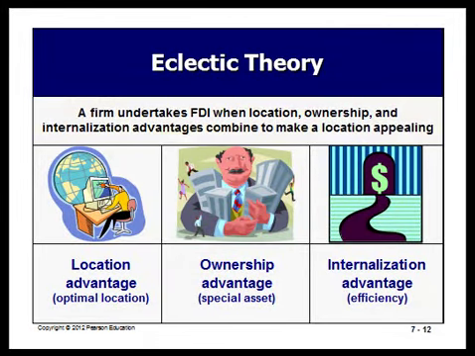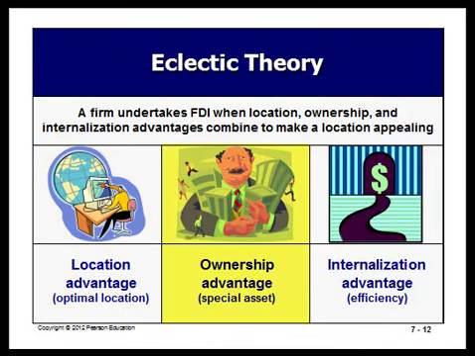Eclectic theory. The eclectic theory states that firms undertake foreign direct investment when the features of a location combine with ownership and internalization advantages to make a location appealing for investment. When each advantage is present, a company will undertake FDI. A location advantage is the advantage of locating a particular economic activity in a specific location because of the characteristics, natural or acquired, of the location.